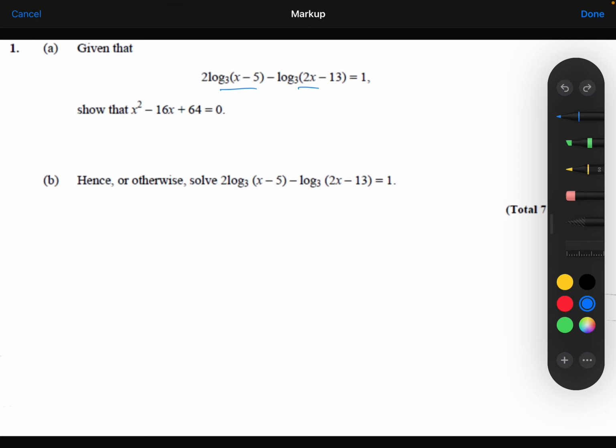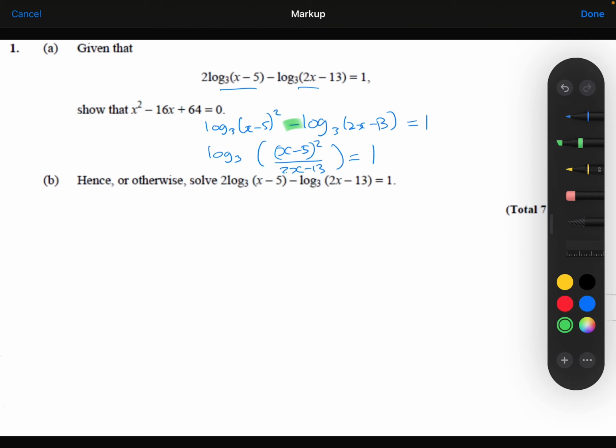and just leave me with a polynomial. So the first thing I need to do is deal with that coefficient of 2. So I'm going to take that 2 and put it as a power. So that's my first step. My second step is I'm going to use the subtraction law. So I'll have log base 3 of (x minus 5) all squared over (2x minus 13) is equal to 1.